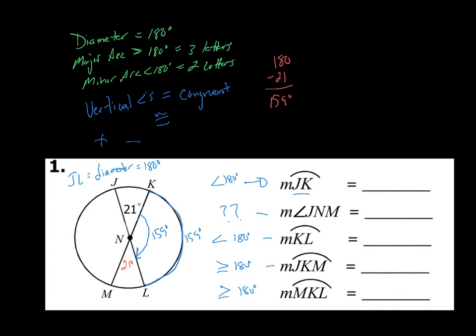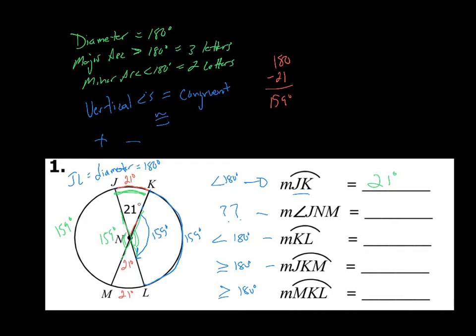Likewise, if this central angle is 21 degrees, then the arc measure for JK is also 21 degrees. And then this is vertical to this right here, so this is going to be 159 degrees as well, as is the arc out there. So now we just start adding and subtracting, and we start looking at what they're asking. So for the measure of arc JK, that's right here. So JK is 21 degrees.